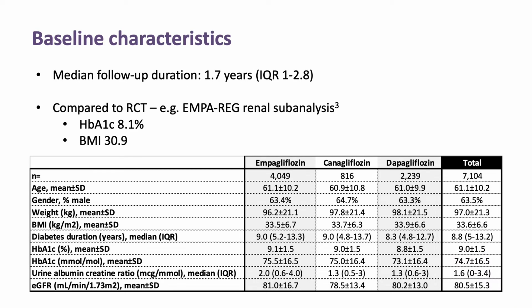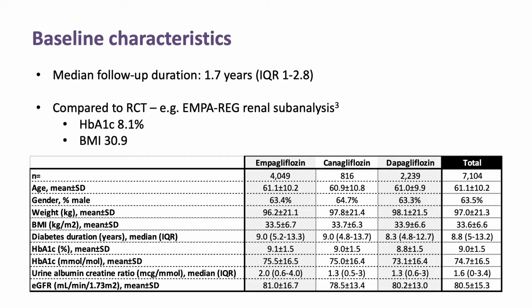These are the baseline characteristics of our cohort on screen at the moment. Our cohort was followed up for a median duration of 1.7 years with an interquartile range of follow-up between 1 and 2.8 years. For reference, I've put the baseline HbA1c and BMI of those included in the EMPA-REG renal sub-analysis just to demonstrate that there is a difference between our cohort and that cohort, and as is often the case with real-world data, our cohort had much more extreme characteristics at baseline, which we'll look at in a second.